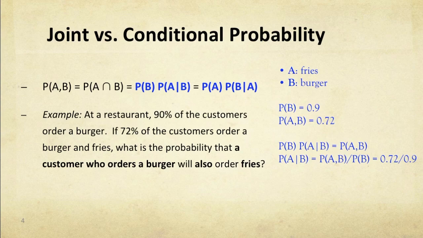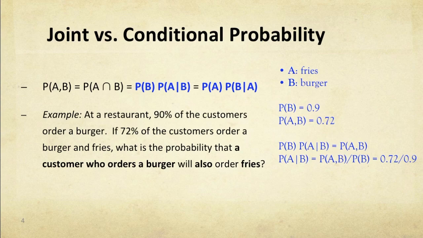Now we know P(A and B), which is the joint probability, 0.72. And we also know P(B), which is 90%. So we basically divide 0.72 by 0.9, and we get the chance that if someone has already ordered a burger, how likely would this customer also order fries? So this is an application of that joint probability and conditional probability formula.